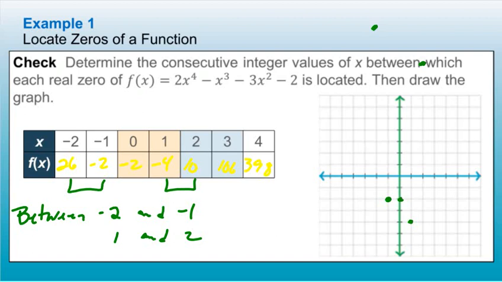So now we can draw our graph. Now that it comes down here, crosses between -2 and -1, comes here. We know that it has to come back up at some point. So we're just going to come back up here. Then it's going to come back down at some point here. And then it goes up here. So it looks something similar to that.